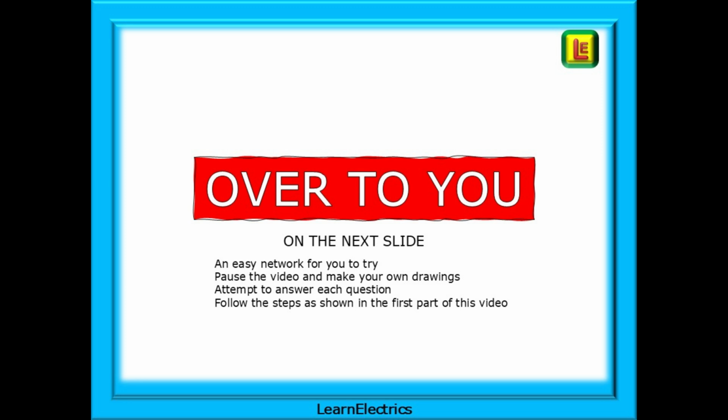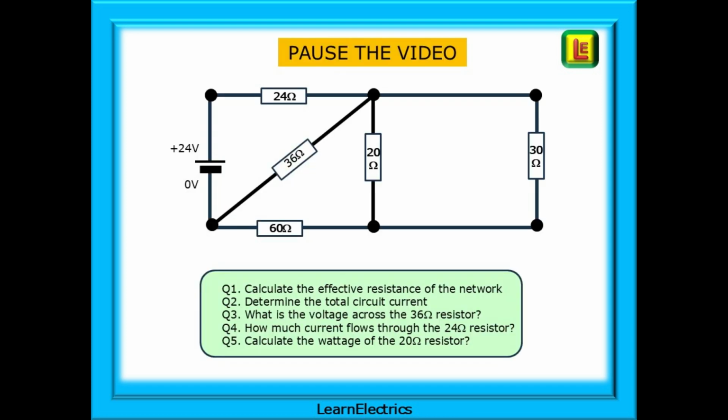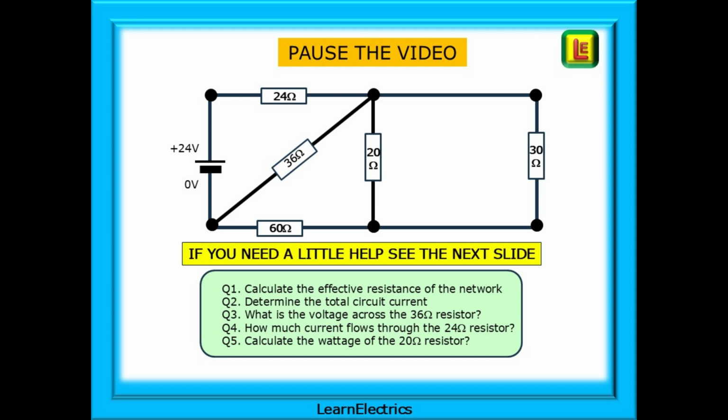Start by working out the whole thing and then work backwards to find the individual values. Pause the video, make your own drawings and answer these 5 easy questions. A hint, the questions are in the same order as we solved the previous example. If you need a little help, take a look at the next slide, but do try to work it out for yourself first.